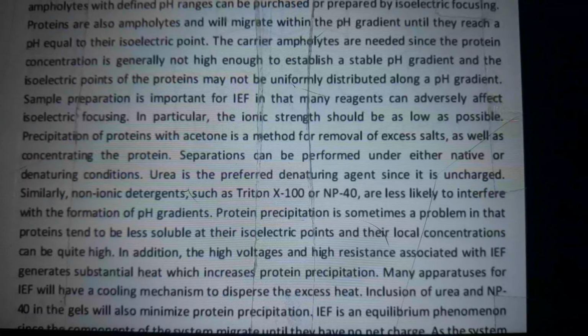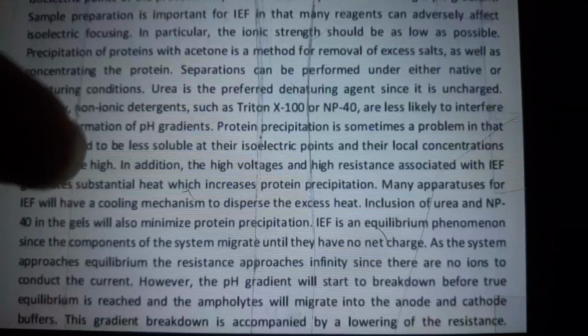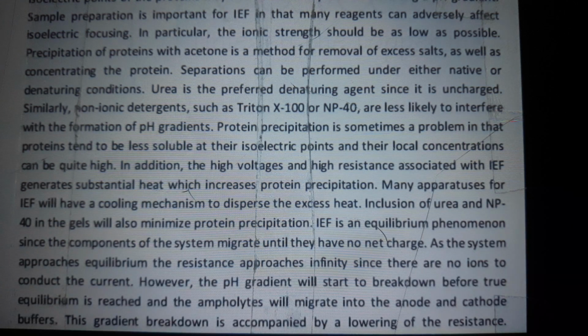Proteins are also ampholytes and will migrate with the pH gradient until they reach a pH equal to their isoelectric point. The carrier ampholytes are needed since the protein concentration is generally not high enough to establish a stable pH gradient, and the isoelectric points of the proteins may not be uniformly distributed along a pH gradient. Sample preparation is important for IEF in that many reagents can adversely affect isoelectric focusing.